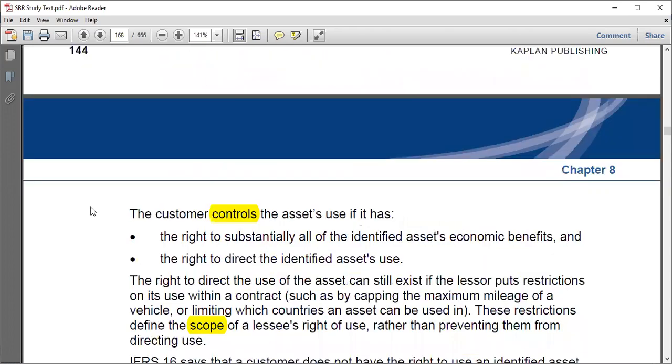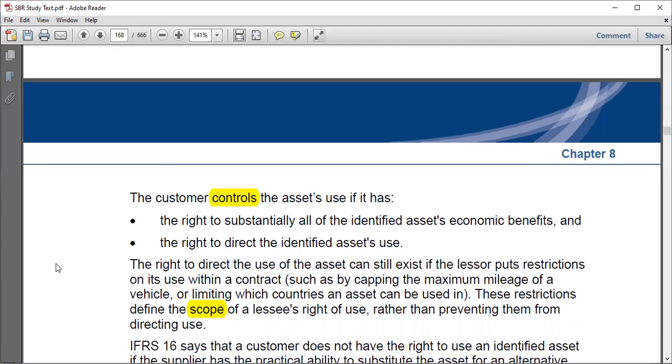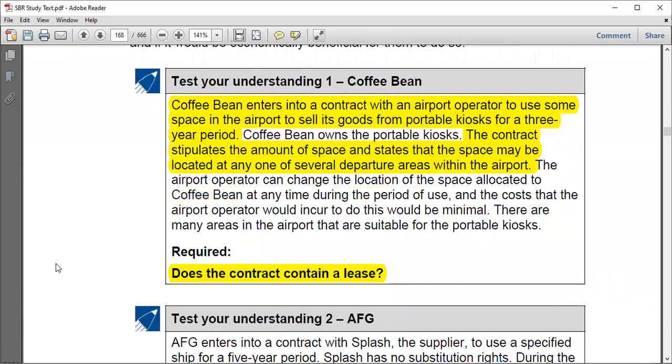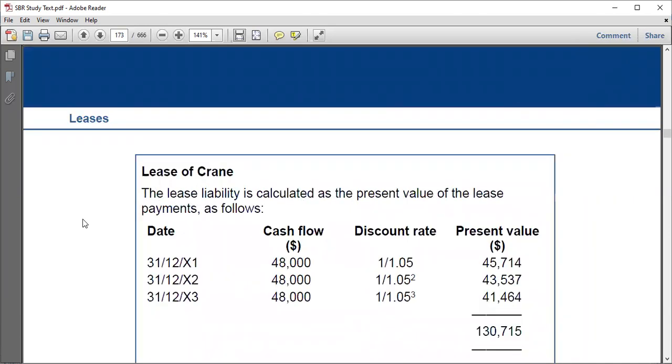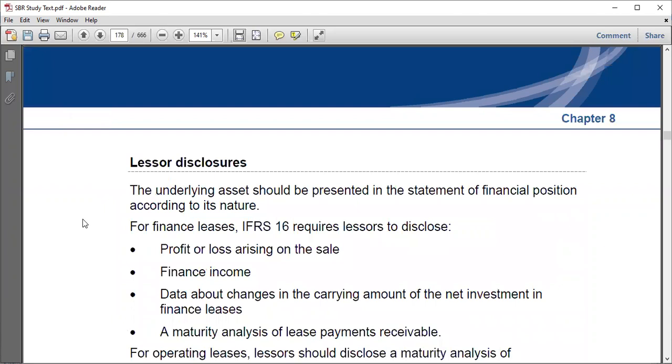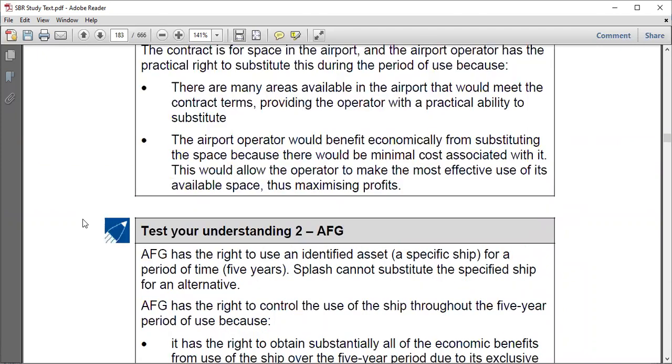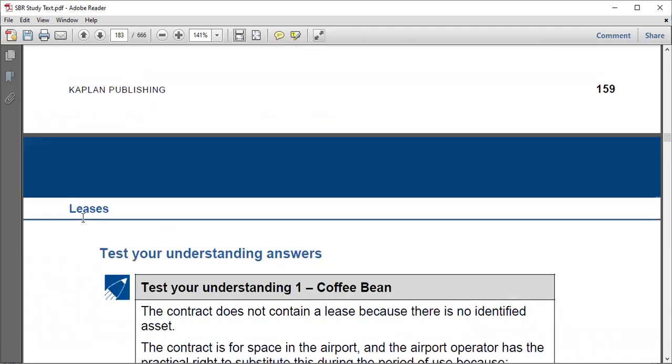We're given the points here. The customer controls the asset if it has the right to substantial economic benefits from the use of the identified asset, and the right to direct the identified asset's use. Now, you really have to see something. This is test understanding number one. You really have to know how to answer these questions in an exam. In an exam, you need to know how to start. First of all, the contract does not contain a lease because there is no identified asset.